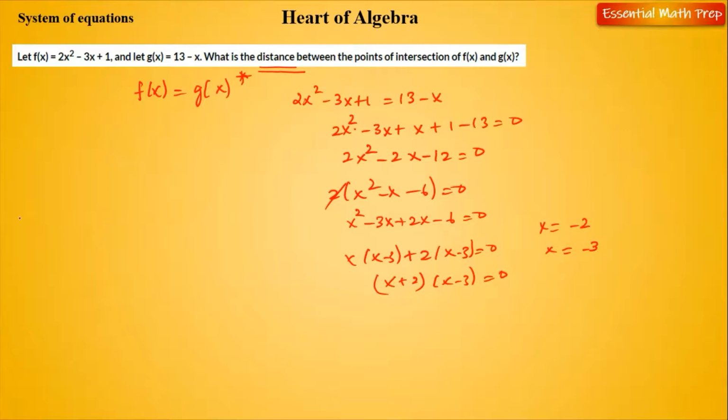So how do we find the distance between the two points of intersection? What's distance? The distance formula is the square root of x2 minus x1 squared plus y2 minus y1 squared, right?